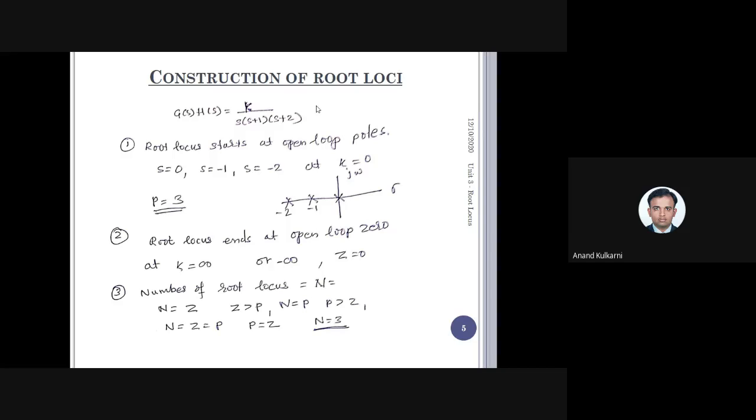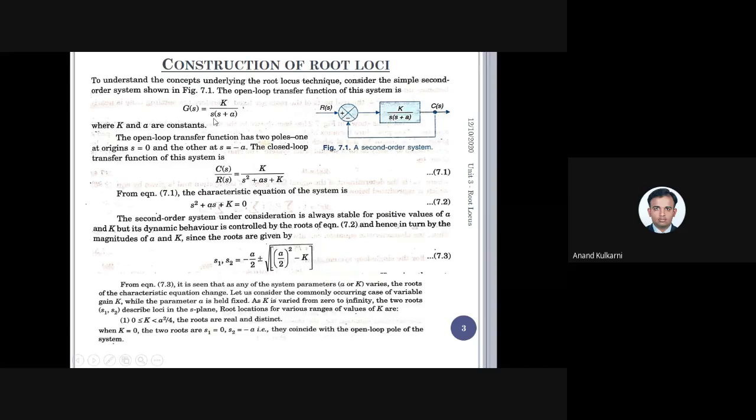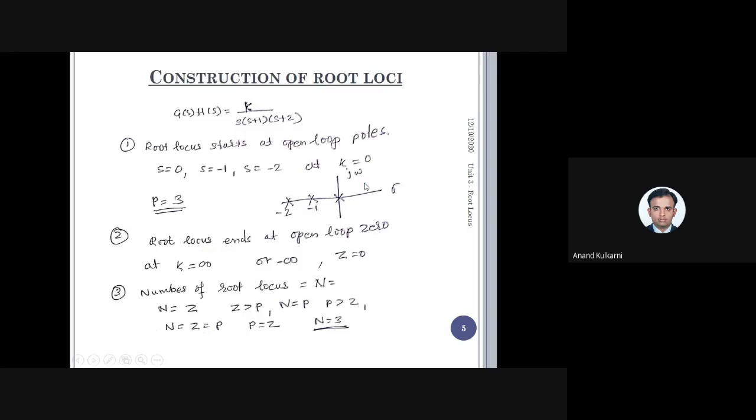The first rule says that root locus starts at open loop poles when k is 0. Root locus always starts at open loop poles when k is equal to 0. In this problem, the open loop poles are one pole at s equal to 0 and one pole at minus a. So it starts here when k is equal to 0, one at 0, one at minus a.